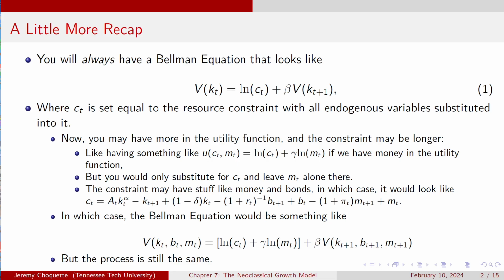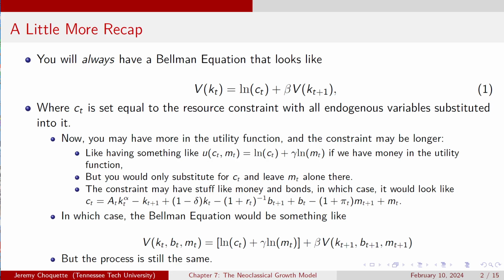You could have, say, money in the utility function. If you've taken my money and banking course, you'll have seen something with money in the utility function, and you'll even learn a little bit about why money could be in the utility function. There's a whole article from Milton Friedman about why having some real money balances as your holdings would be a good thing, right? Because you have a little bit of money in a savings account, save it for a rainy day. Hey, good stuff. So you could have something like U of c_t and m_t, where m_t is money, which is equal to the natural log of c_t plus gamma times the natural log of m_t, right?